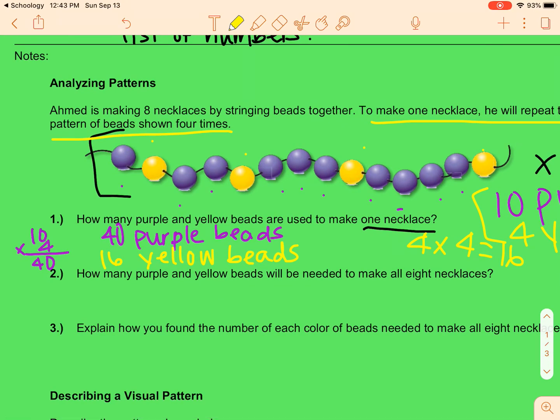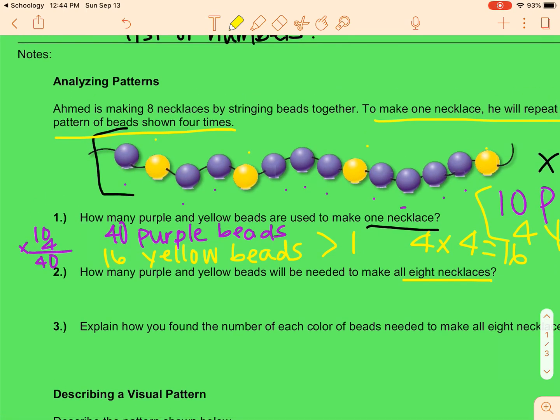Alright, now our next question. How many purple and yellow beads will be needed to make all 8 necklaces? So if these numbers up here were used to make one necklace, what do we do to figure out how many beads he's going to need to make 8 necklaces? Right, we're going to multiply both of these numbers by 8.